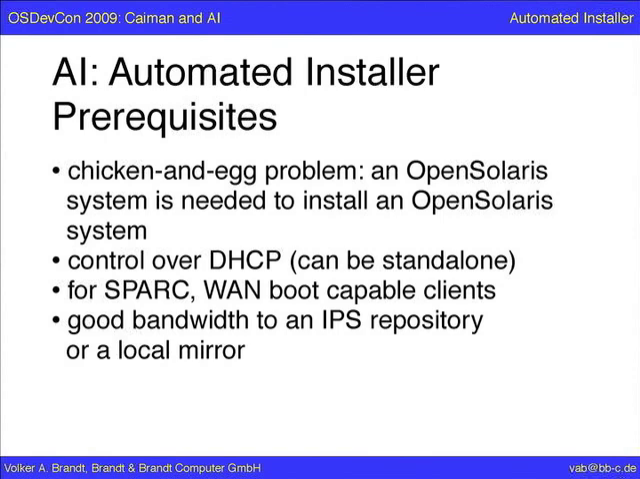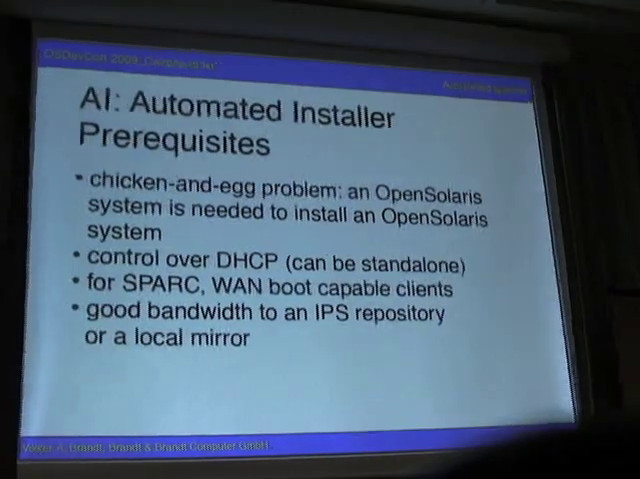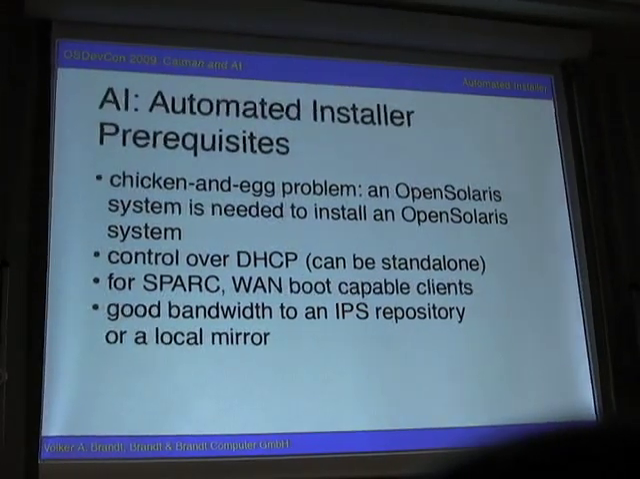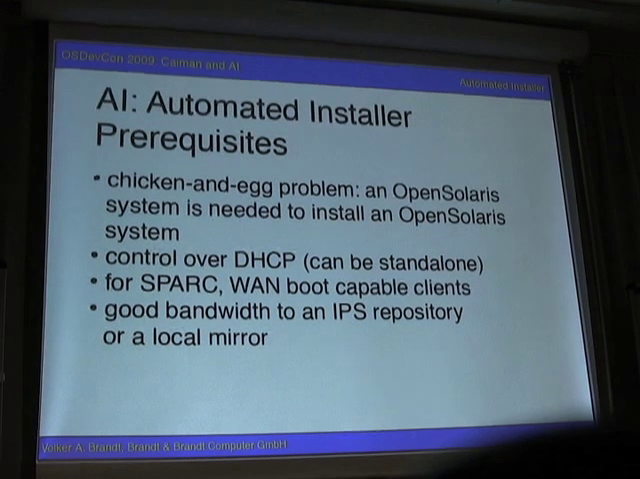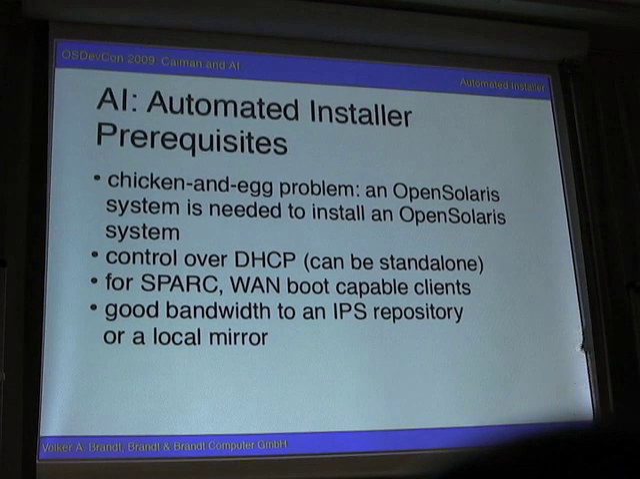So we have a chicken and egg problem. If there is no Caiman CD for Spark, and I want to run an install server on Spark, how do I get my OpenSolaris running on Spark? This is what the gentleman in the indignant email on the mailing list really complained about. You need a PC, an x86 system, to install a Spark system. So there's a little chicken and egg problem. The good news is that once you've installed your first Spark OpenSolaris system using AI, you can throw away the PC or reinstall Windows or whatever you want with it.